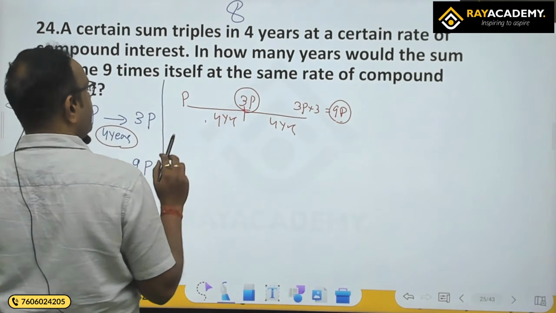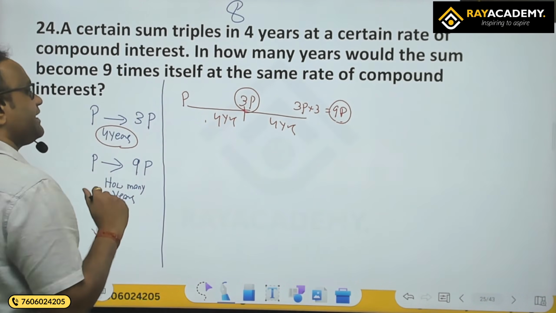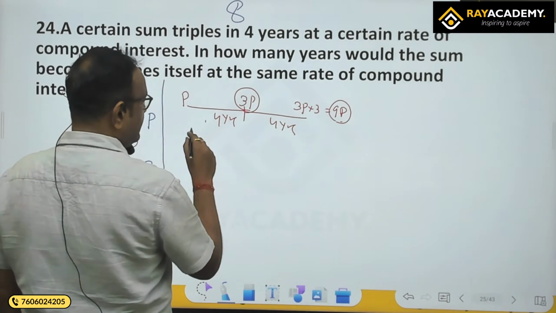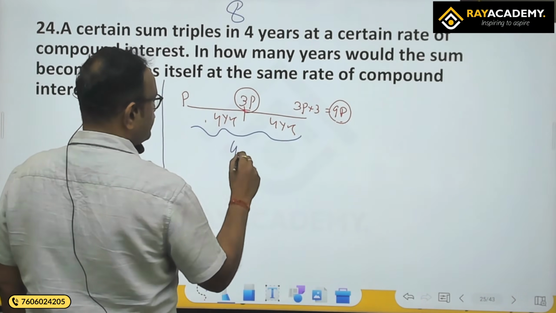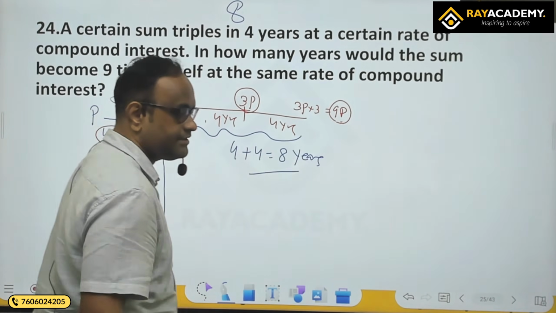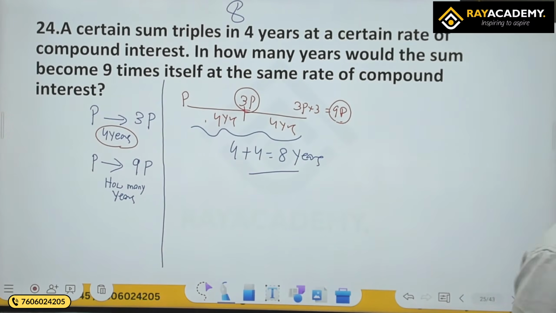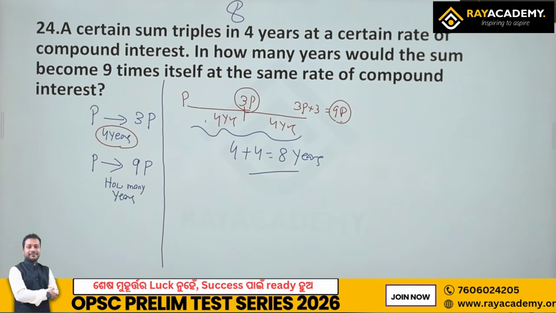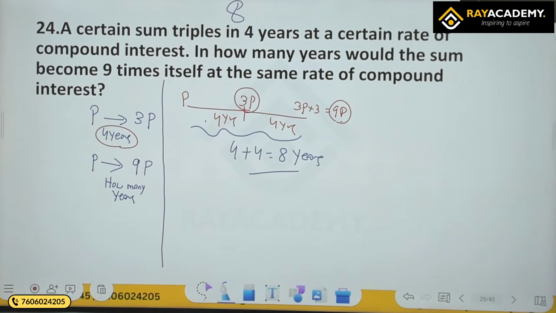So in the question they are asking when it will become 9 times. The answer, simply and logically, is 4 plus 4, that is 8 years. So easy, but take logical thinking. But the approach for simple interest and compound interest is different. You have to take care of that thing.